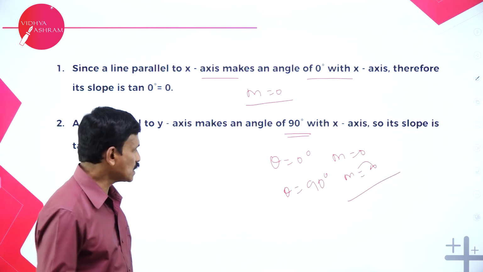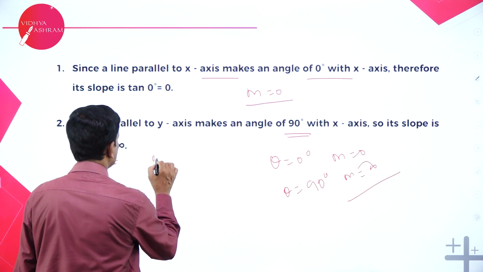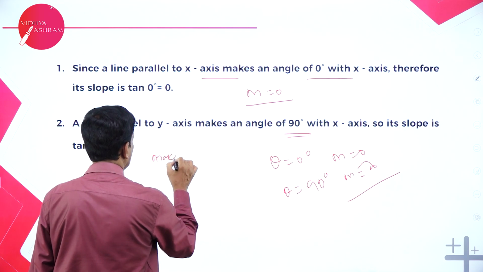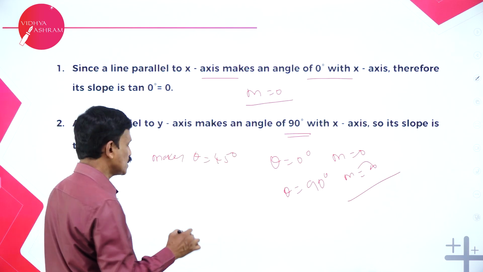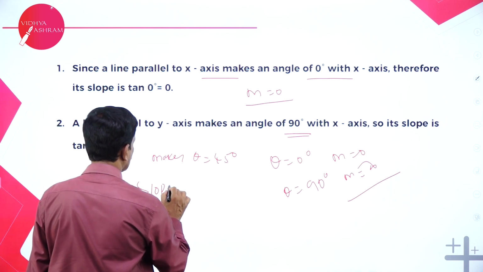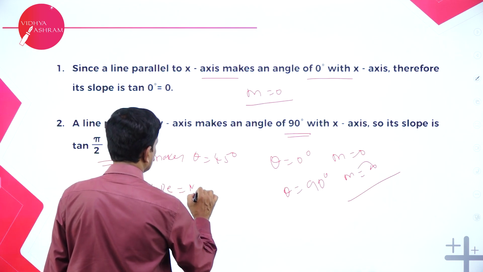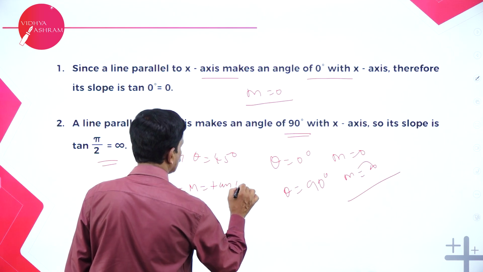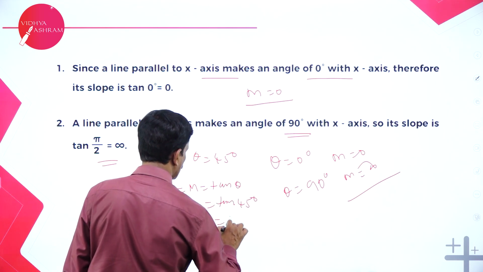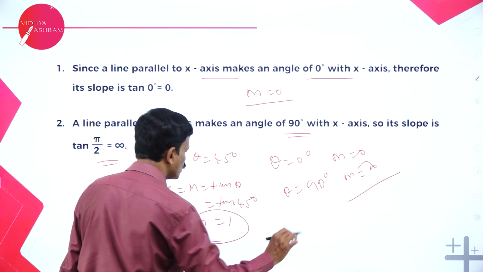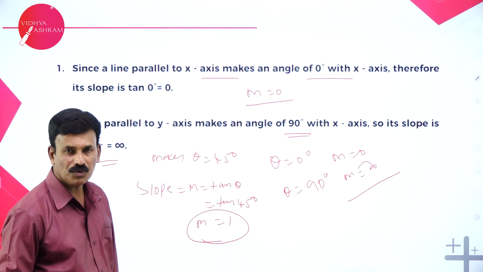Now suppose, for example, a line makes an angle theta equal to 45 degrees with the positive direction of the x-axis. Then the slope of that line is m equal to tan theta. What is tan theta? Theta is equal to 45. What is tan 45? 1. So therefore the slope m is equal to 1.